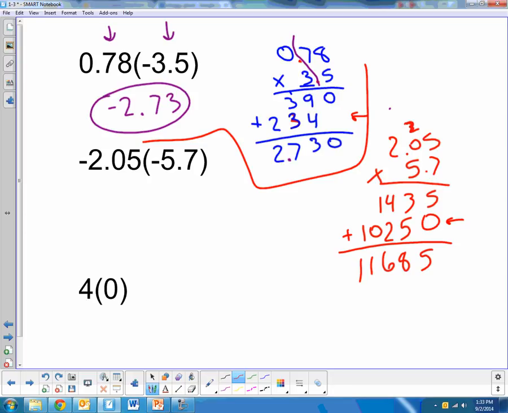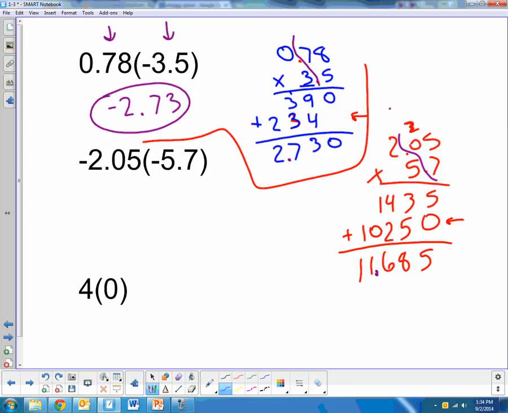Again, there's no way it's 11,685, so I have to count. How many numbers are on the right side of the decimal? 3. So my answer, 3. Now, I know that 2 times 5 is 10. So 2.05 times 5.7, 11.685.